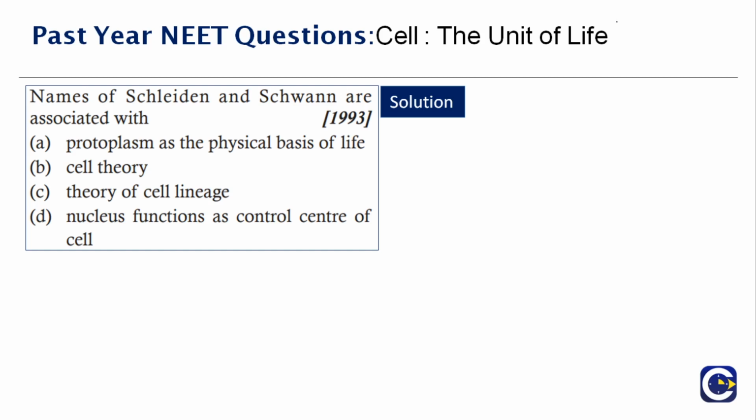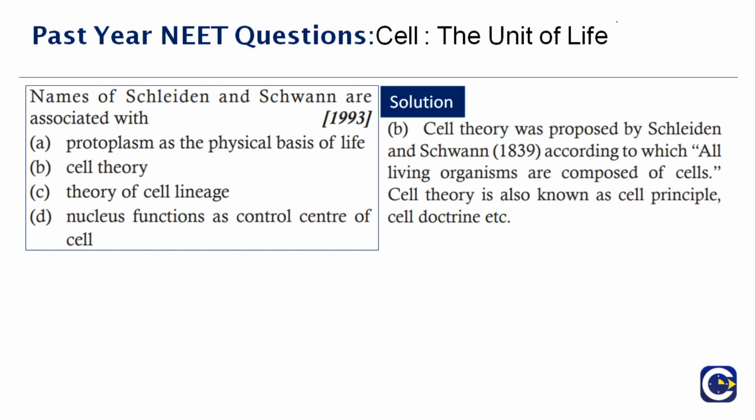as Schleiden and Schwann are not associated with protoplasm, they are associated with theory but not with the theory of cell lineage. The correct answer goes to option B, cell theory. Okay, cell theory was proposed by Schleiden and Schwann in the year 1839, according to which all living organisms are composed of cells. Cell theory is also known as cell principle or cell doctrine. Therefore the correct answer to this question is option B.